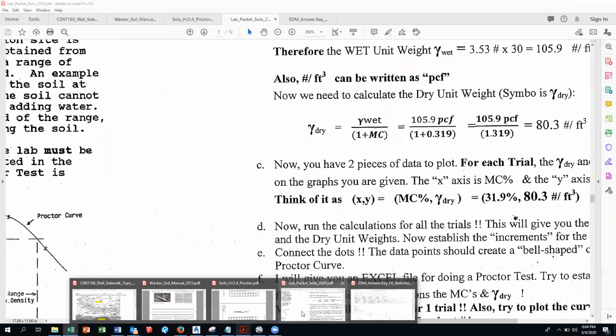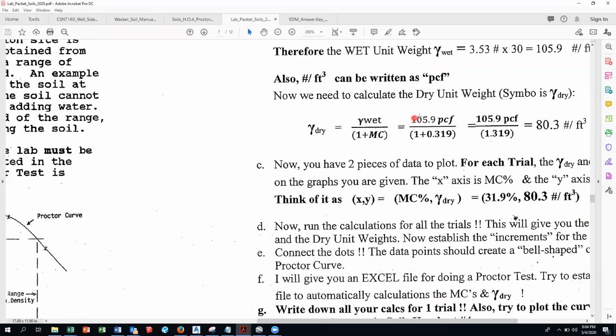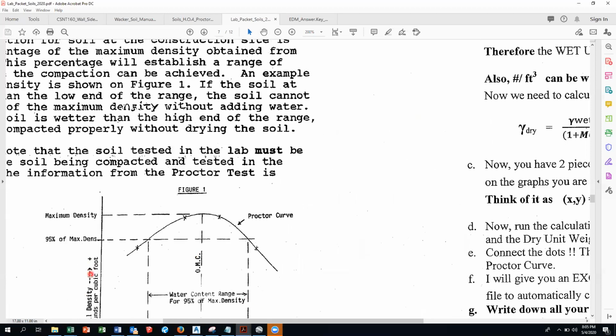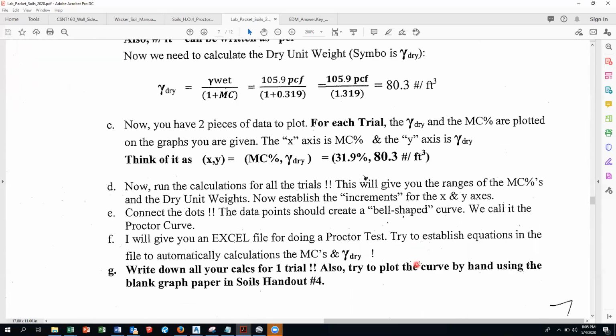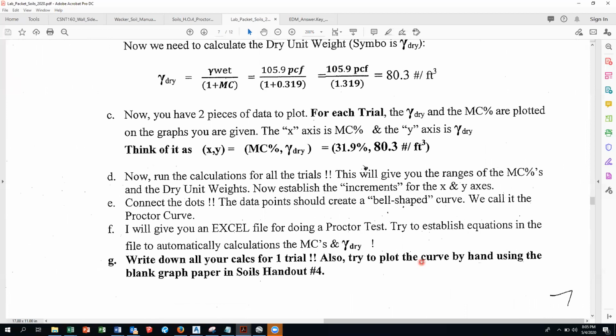It will be on the test. But you have the wet density divided by 1 plus the moisture, and the moisture content has to be in decimal form. And so there's your dry density. And that's what you plot versus moisture. You plot dry density versus moisture content. So you want to read those. And also, like I said, take a look at that YouTube.